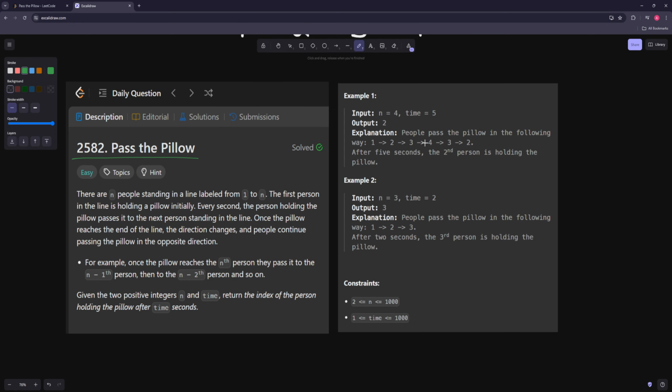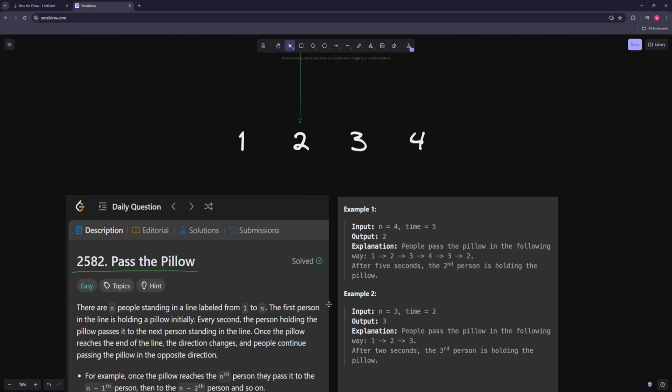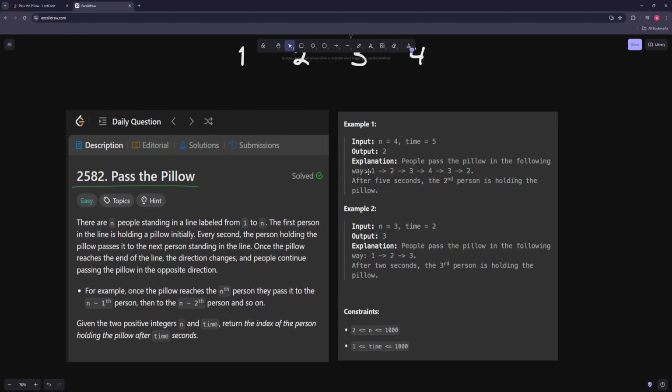So let's take a look at this first example where n equals 4 and time is 5. Initially the pillow starts here, and so this is at time equals 0. Then at time equals 1 it will be here, 2, 3, 4, 5. So it's going to be 2. In the second example, if we have 3 people and time equals 2, it'll just go 1, 2, and then it'll go to this guy.